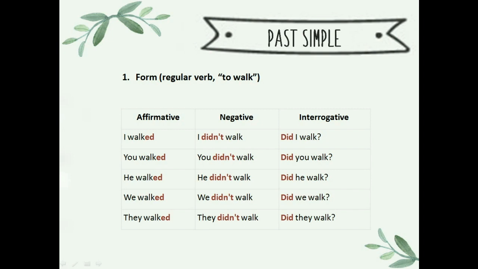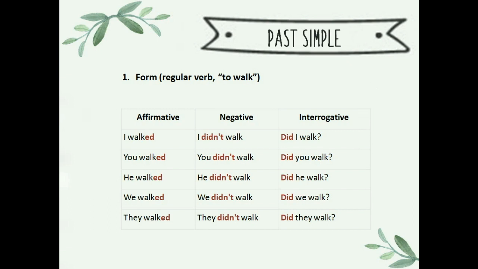We start with the form of the past simple. You need to remember that there are two types of verbs. We've got the regular verbs and the irregular verbs. In this case, to walk is regular. So we've got the affirmative. As you can see, we only add the ed ending. The negative, in which we just add did not or didn't, and the verb in infinitive. And to do the interrogative, we use the auxiliary did, which we put at the beginning of the question.